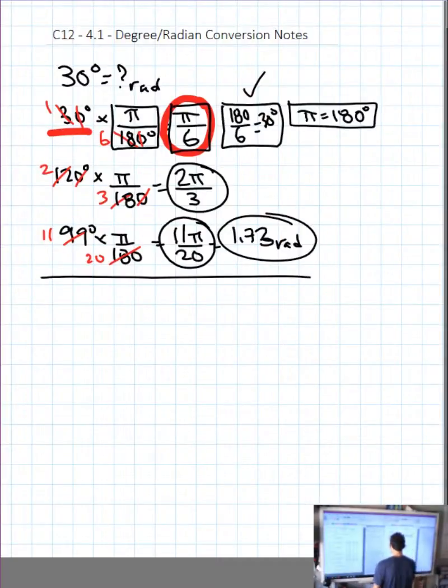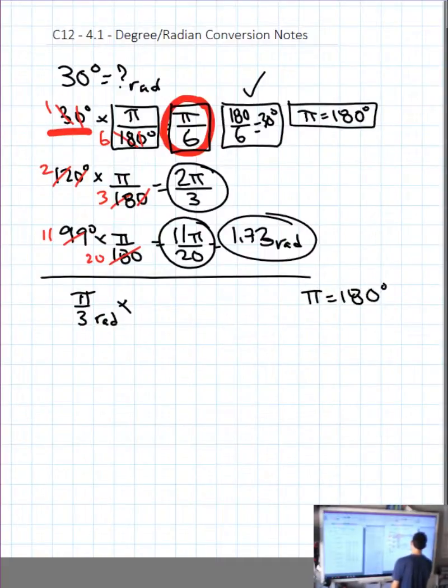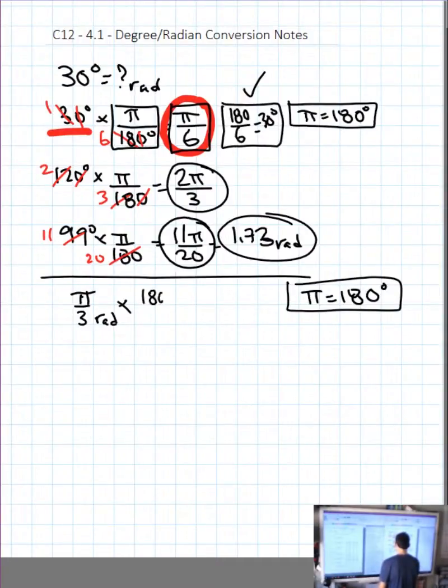What if I have pi over 3 radians? Now again, remember, we don't need those units. If we don't see degrees, we know it's a radian. Well, I need to multiply by my conversion factor. Well, I know that pi is equal to 180. My conversion factor. This time I have to multiply by the reciprocal, 180 degrees over pi.